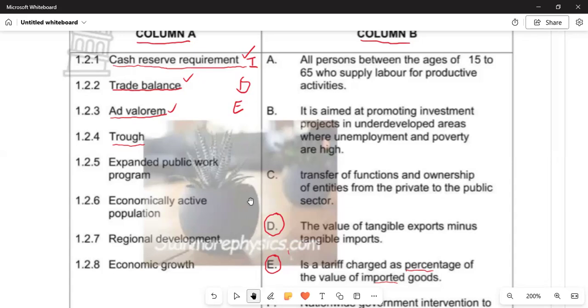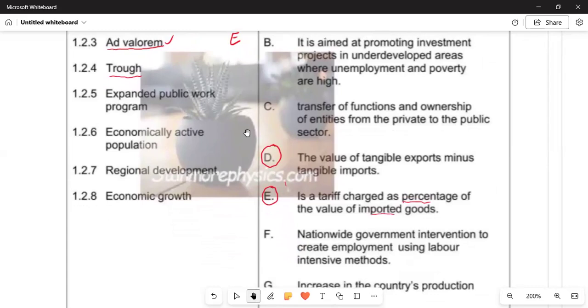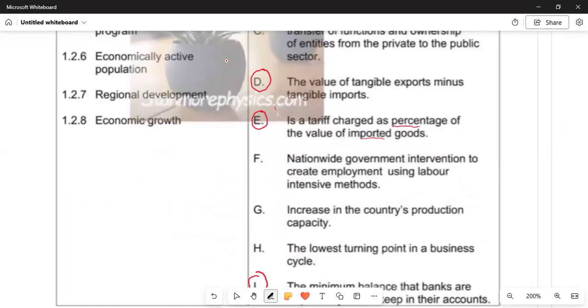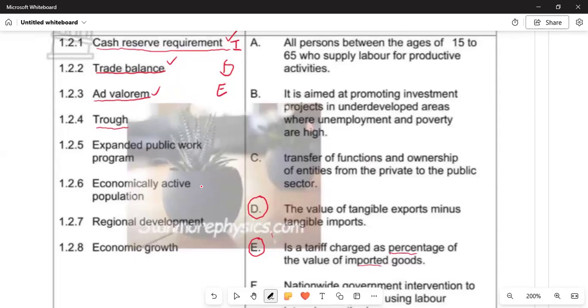Now we move on to see which description is going to best match 1.24. Then we can see that is H. We can see that H is the correct answer, because when we talk of a trough, we are talking about the lowest turning point in a business cycle. The lowest turning point in a business cycle. So that is H. The correct answer is H.